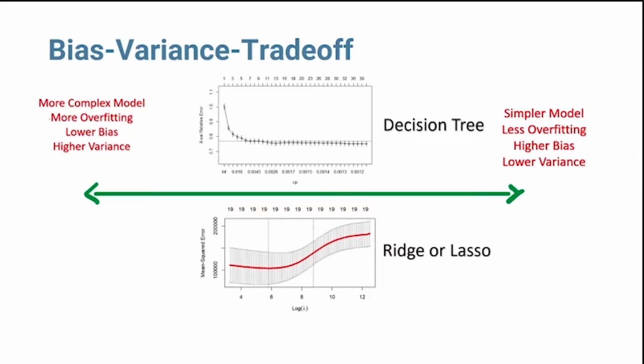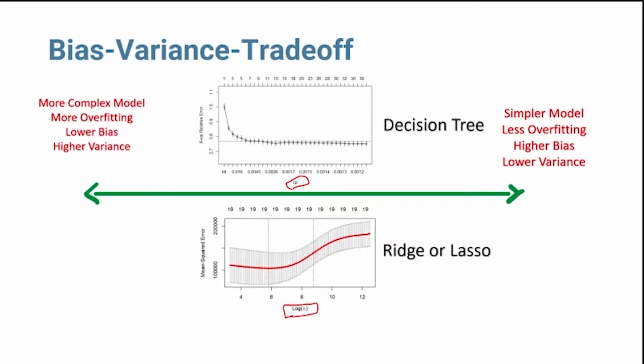This is an example of the bias-variance tradeoff. Consider how a decision tree is related to the ridge or lasso model that you've already seen. As you move to the right, you decrease the model's complexity. This means that there's less overfitting, there's higher bias, and there's lower variance. For a single tree, you do this by adjusting the CP parameter. For the lasso or ridge model, you adjust the lambda value. As you move to the left, you have a more complex model. There's more overfitting, there's lower bias, and there's higher variance.